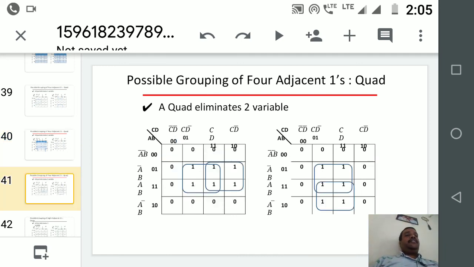This is the next example of this quad. Okay, you just observe and simplify this equation. If you perform the simplification, then you can observe that here 2 variables will be eliminated.